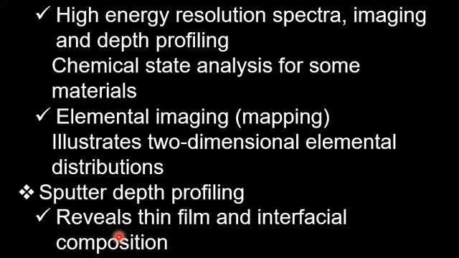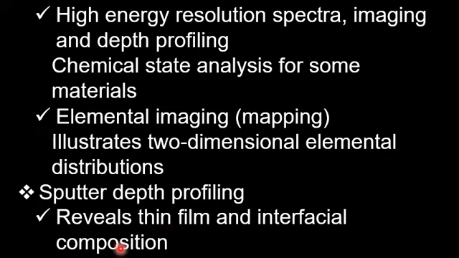Let's say if we coat a thin film on a certain material, and we want to know the composition of the material, then some area of the thin film may be removed by using a sputtering, and beneath that Auger electron spectroscopy can be used to analyze the chemical composition of the material. So basically, Auger electron spectroscopy reveals the thin film and interfacial composition.